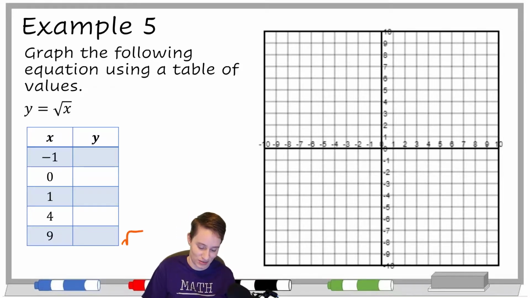You'll notice I picked different numbers because no one wants to graph the square root of 2. It's a decimal. We don't need that in our life. If I plug in 9 though, if I square root 9, I get 3. So at 9, we're at 3 over here. Let's try 4. If we square root 4, we get 2. So at 4, we're at 2. If I square root 1, I get 1.